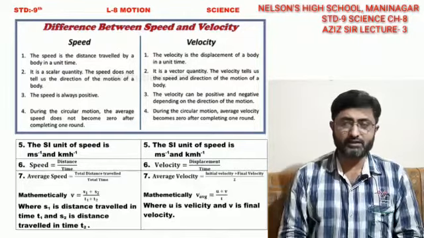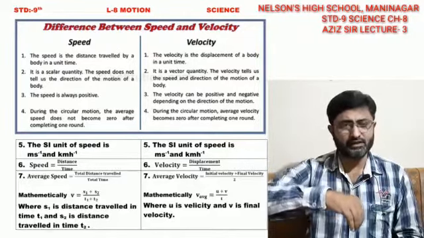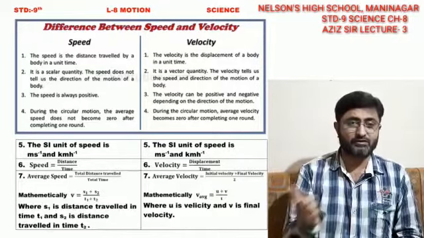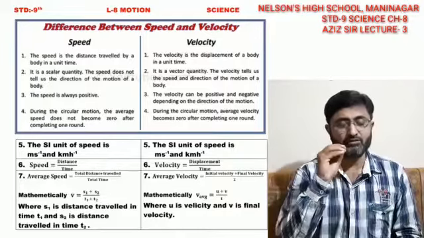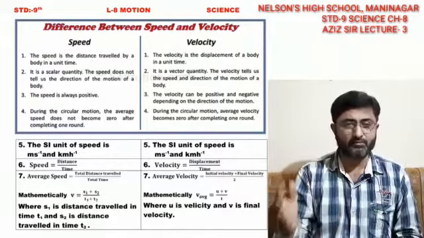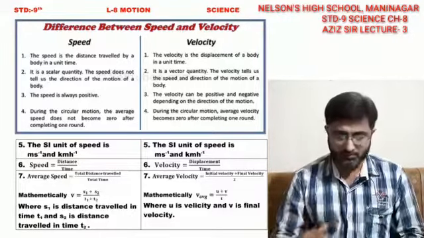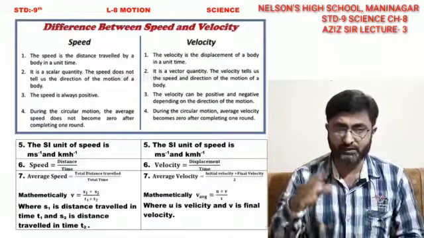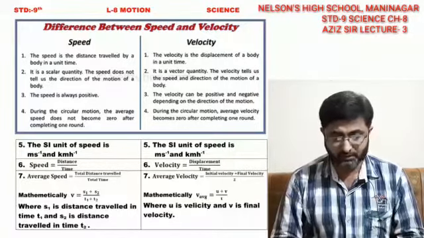In terms of velocity, we always take the initial velocity and final velocity. So average velocity is initial velocity plus final velocity divided by 2. Like if the initial velocity was 10 and final velocity was 20, then 10 plus 20 divided by 2 makes 30 by 2, that will be 15. So mathematically we consider average velocity as initial velocity plus final velocity by 2.